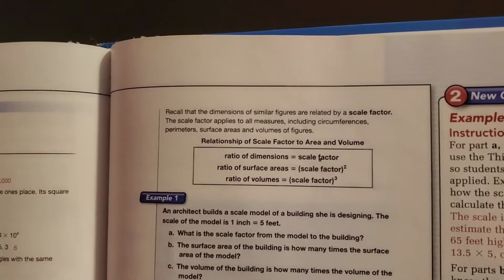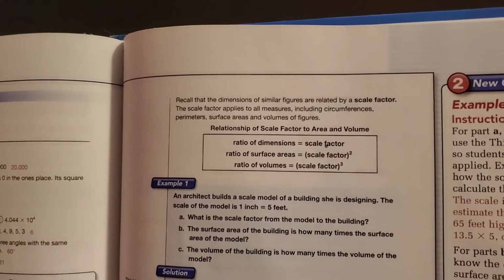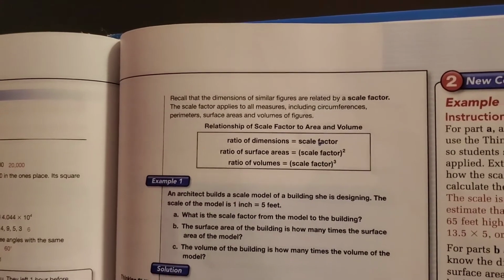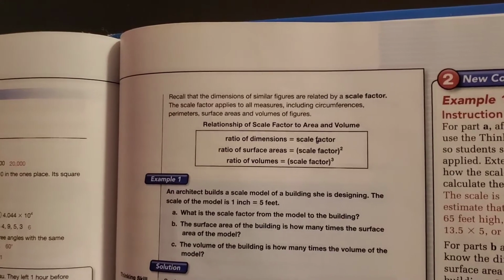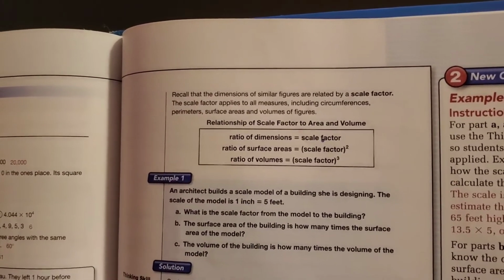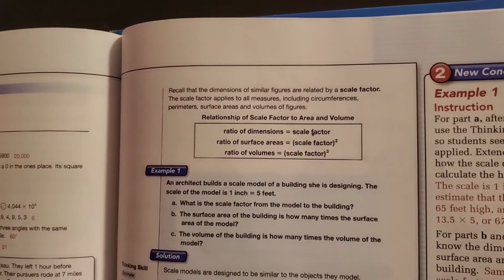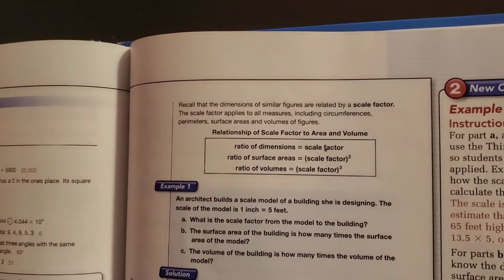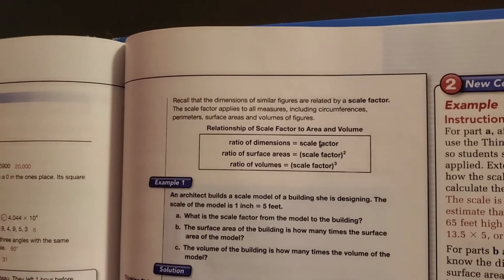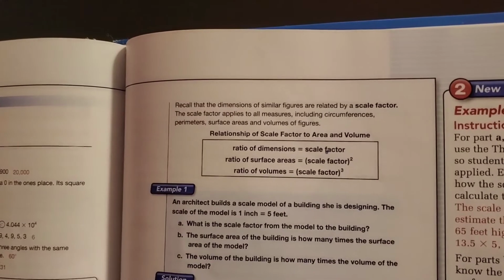And this is example 1. So I'm going to read it right now. An architect built a scale model of a building she is designing. The scale of the model is 1 inch equals 5 feet. What is the scale factor from the model to the building? The scale factor, without even looking at the answer, is going to be 1 to 5, or 1/5. Right?